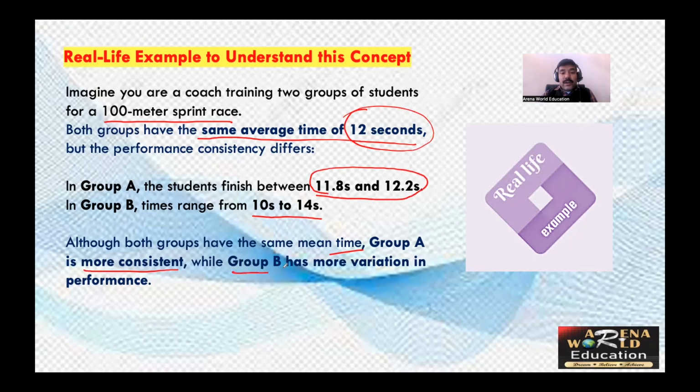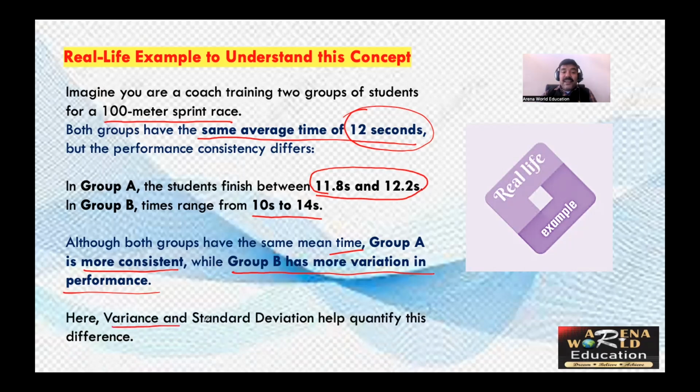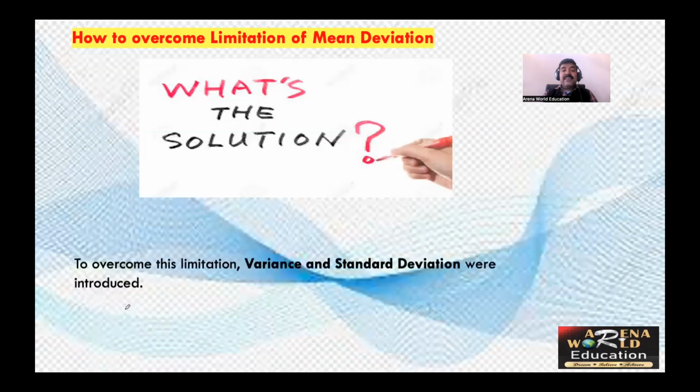You can see all the data in group A is very, very close to the mean average, right? And look at group B. It has more variation in performance. You can see group B's times range from 10 seconds to 14 seconds. So compared to group A, it has more variation in performance. So here variance and standard deviation help quantify this difference. So let us discuss the solution.